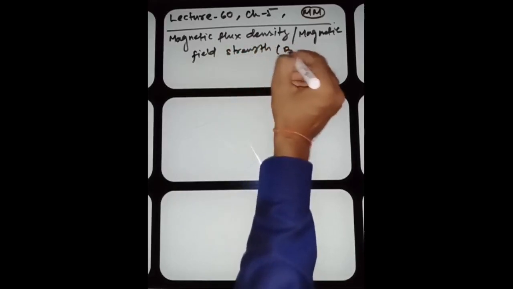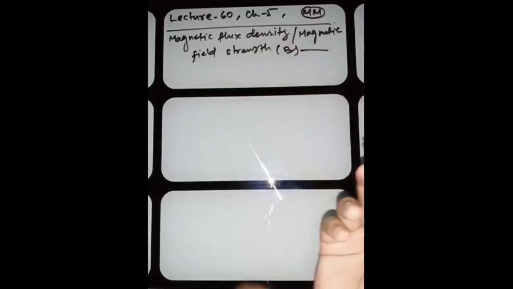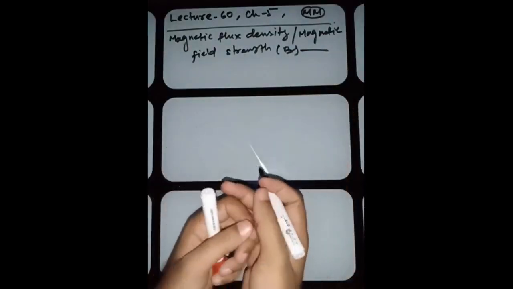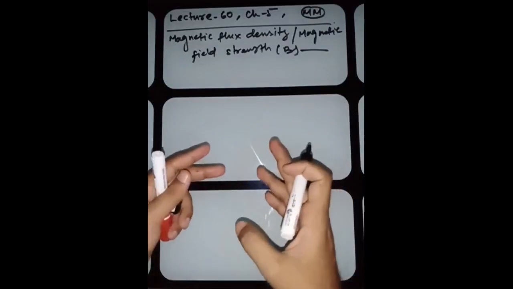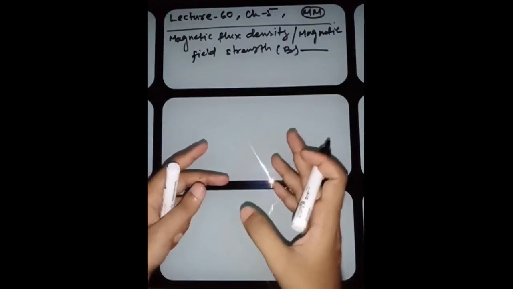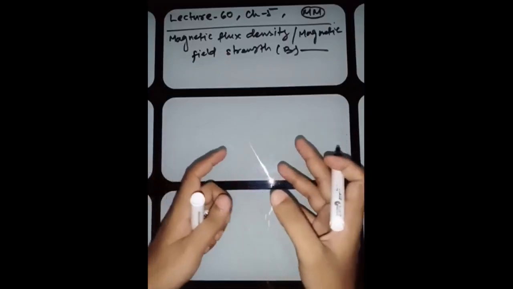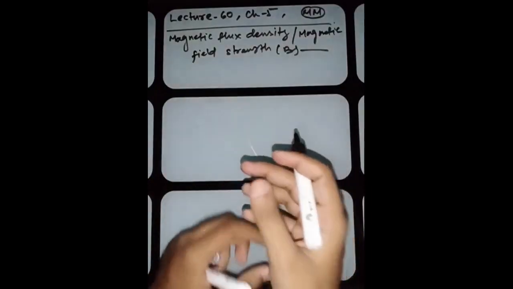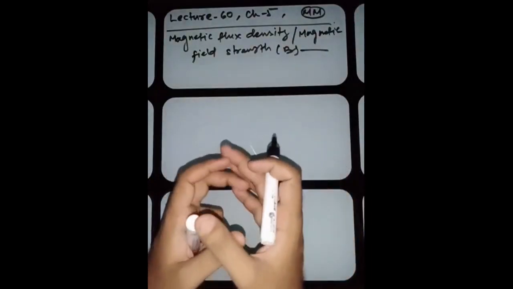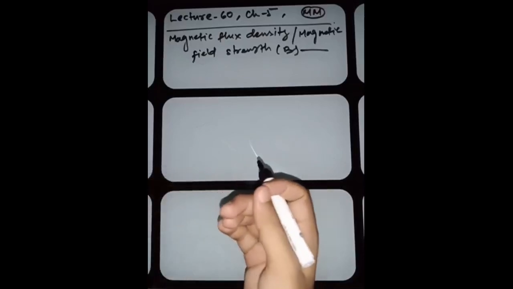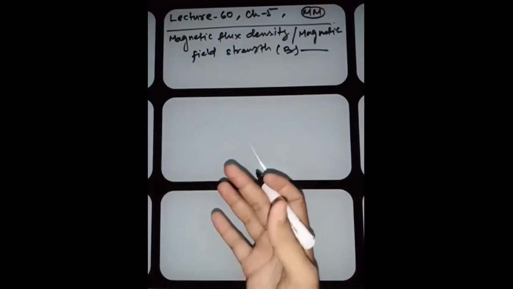All right, it is represented by B. It's the magnetic field intensity, nothing much more. All right, and this magnetic field strength is defined as the ratio of the force and pole strength.